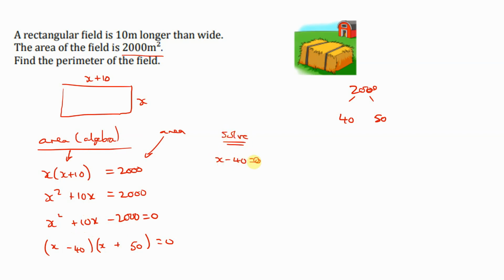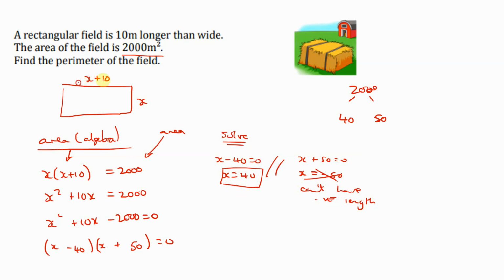x minus 40 equals 0, so x equals 40. And then x plus 50 equals 0, so x equals minus 50. Again, which one makes sense? Not that one. We can't have a negative length. So x equals 40. We are not done yet.